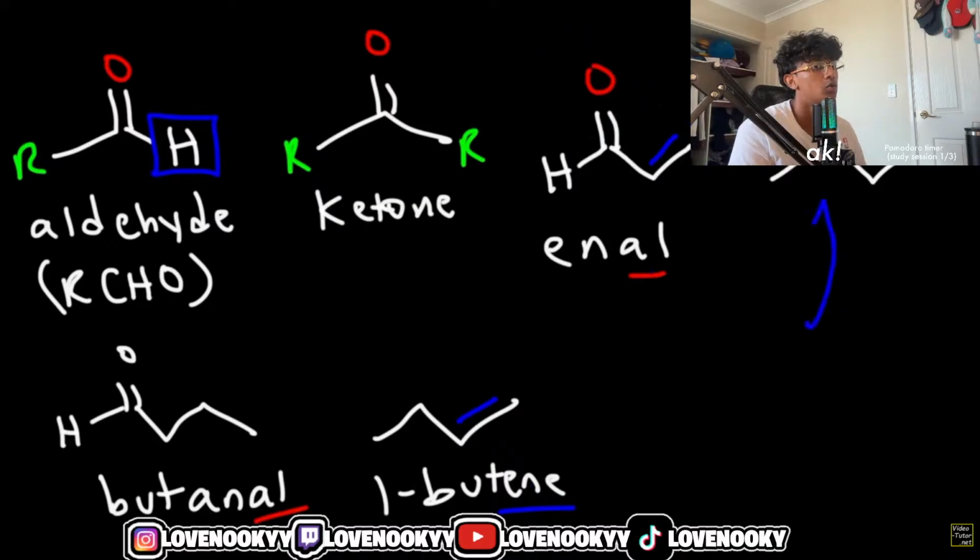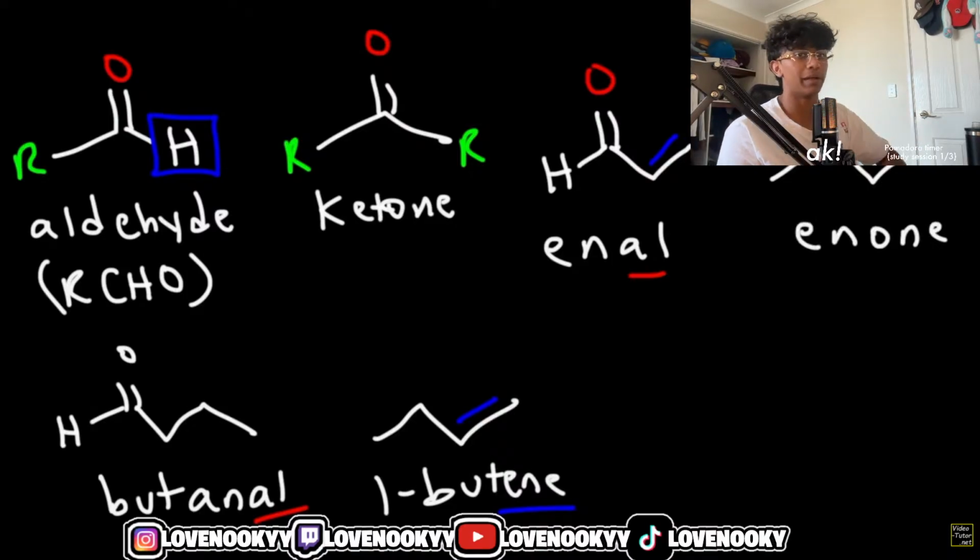So if that's the case, what do you call this one? With an alkene plus a ketone, this is called an enone. It's also an alpha beta unsaturated ketone.